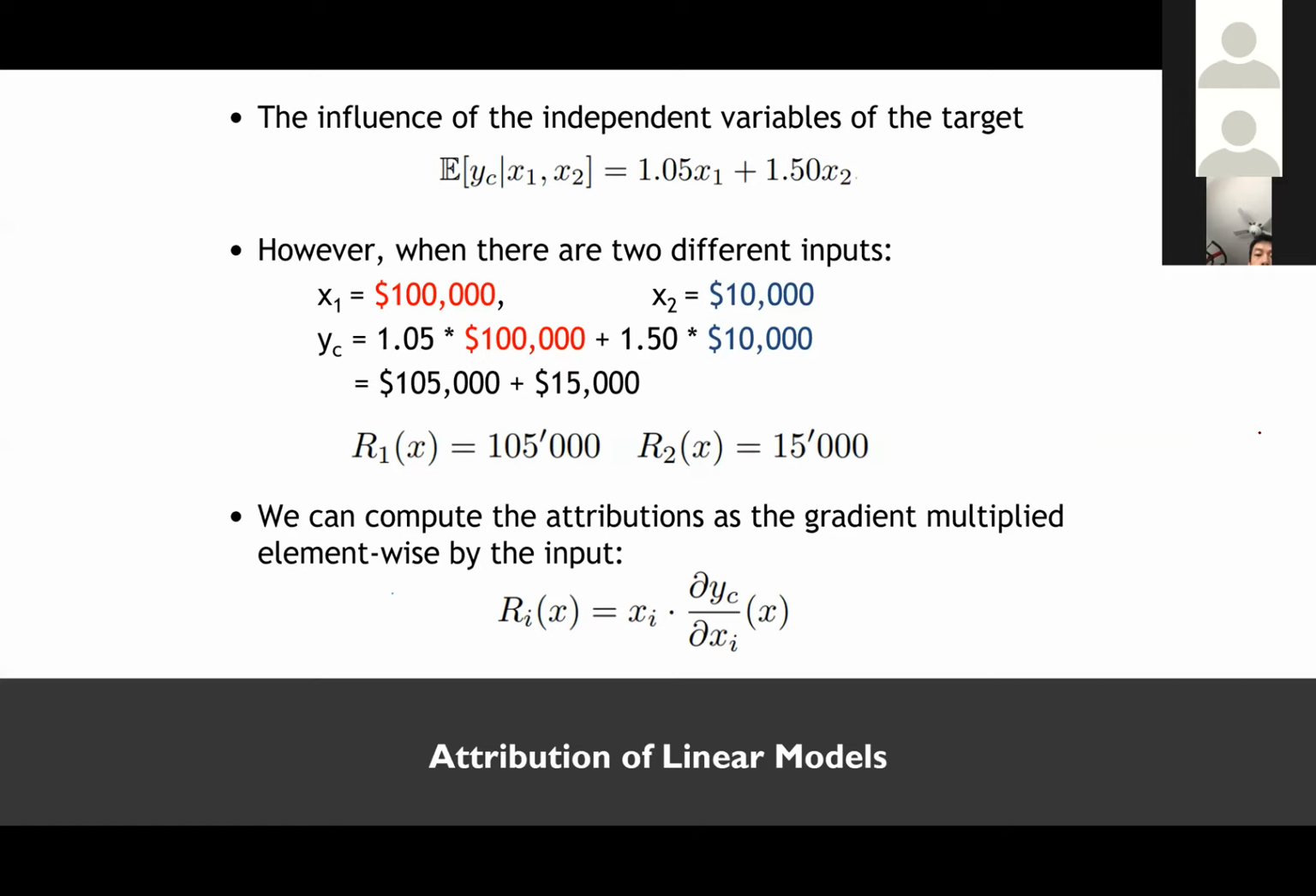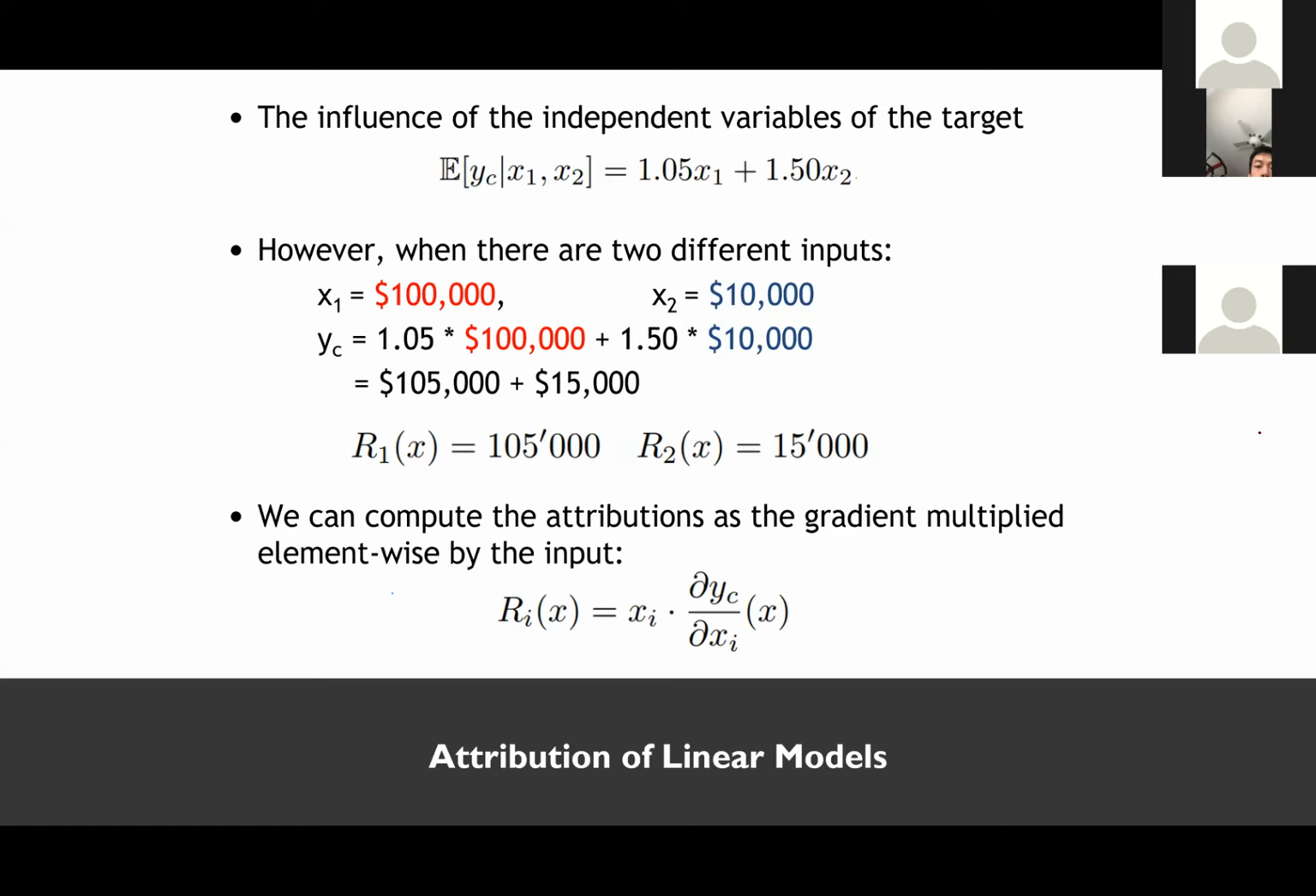Suppose that even if we can get more investment revenue from X1 and X2, we may have a constraint on the maximum amount of money that we can put into X2. So we only invest $10,000 in X2, and instead we invest more money in X1, like $100,000. In this case, the contribution of the individual inputs X1 and X2 can be represented as 1.05 times $100,000 and 1.50 times $10,000.